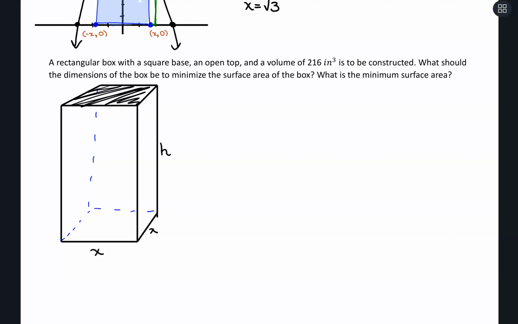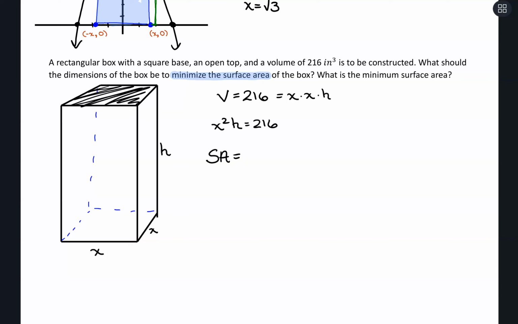Okay, we know the volume is 216. Now with a rectangular box, that's coming from x squared times h. So we have this relationship that x squared times h is 216. What should the dimensions of the box be to minimize the surface area? Okay, so we want to make the smallest surface area here. So with that, we're going to need a formula for surface area.